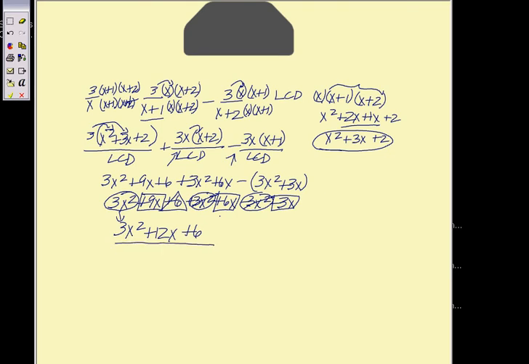And this is of course all over, and I'll rewrite that LCD here now. Okay. Now, if the instructions ask us to simplify completely, then we should take this GCF out of this numerator. GCF is 3.